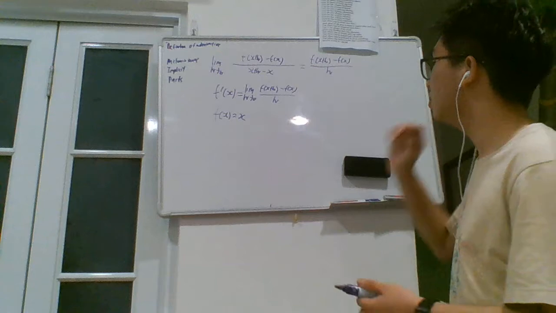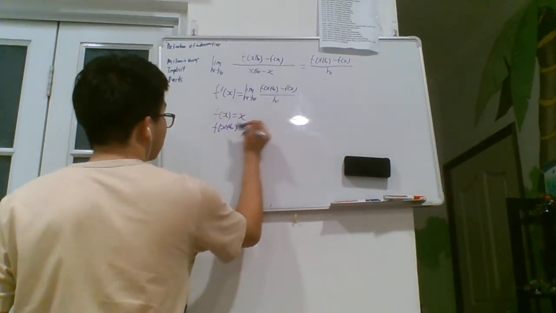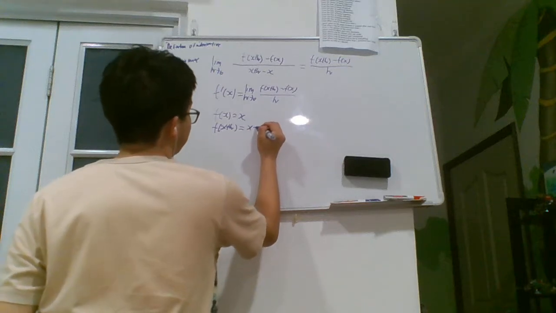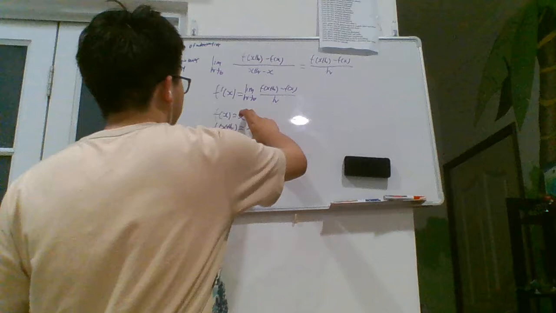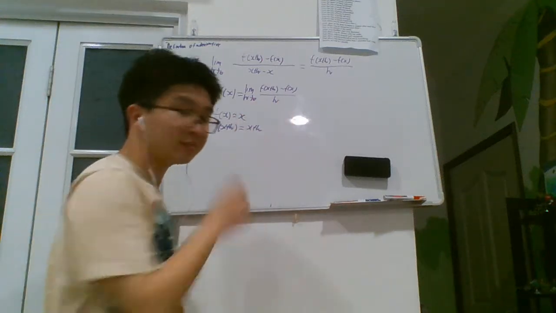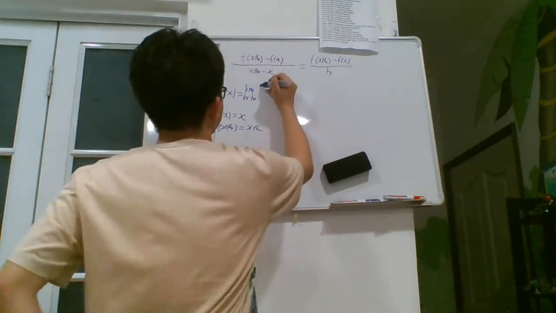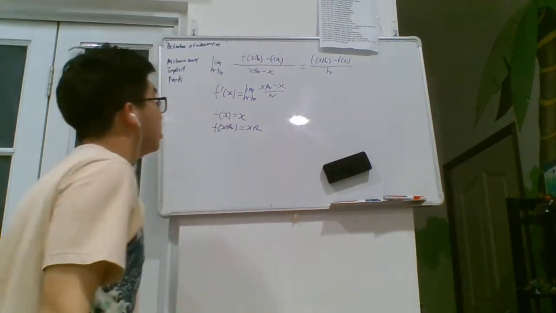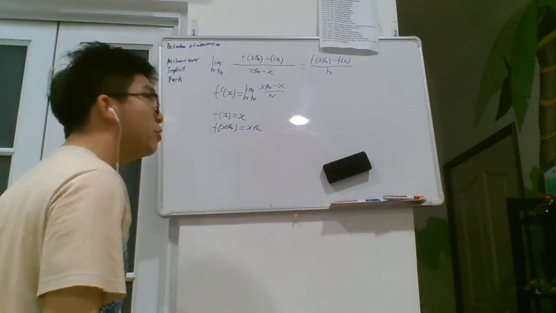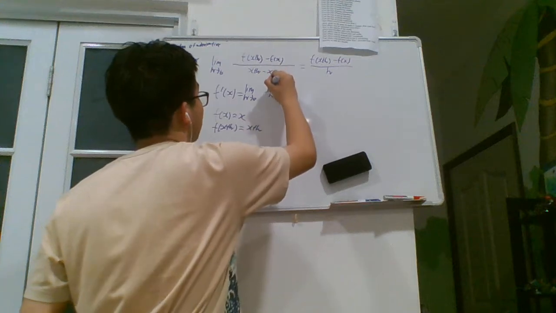So this is f(x). f(x plus h) will give you x plus h. Am I correct to say this? Let's now substitute these two values into here. So we have x plus h minus x over h. And then you realize something: your x's cancel out, and you're left with h over h.